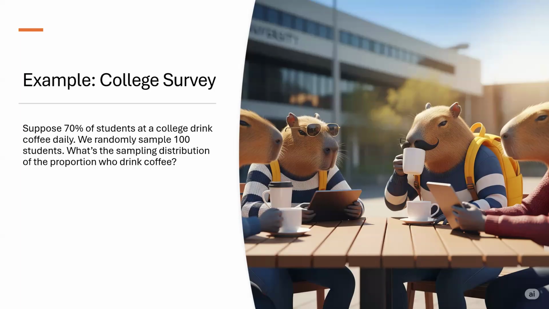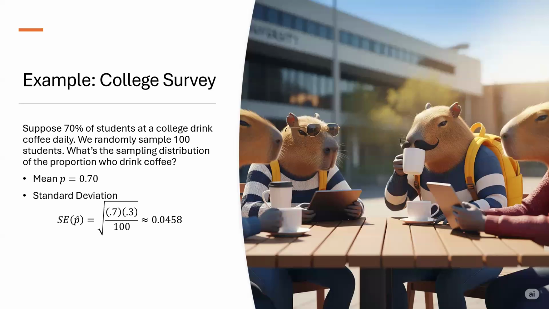We know the mean p equals 0.70 and calculate the standard deviation of p-hat as the square root of p, 0.7, times q, 1 minus 0.7 or 0.3, divided by n, the 100. We get about 0.0458. This value tells us how much sample proportions are likely to deviate from the true 70% in repeated samples.